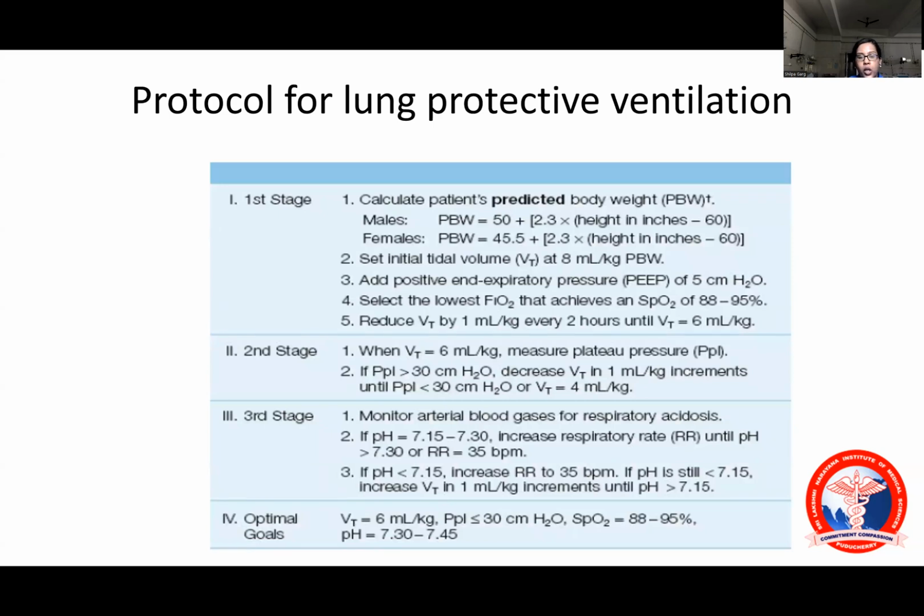So coming to the protocol for lung protective ventilation. First we are going to calculate the ideal body weight. It is not predicted body weight, it should be ideal body weight. Why is it called ideal body weight? Because it depends not only on the weight of the patient, but also on the height and gender of the patient. So this is the formula. For males, it is 50 plus 2.3 times the height in inches minus 60. Whereas for females, it is 45.5 plus 2.3 times the height in inches minus 60.